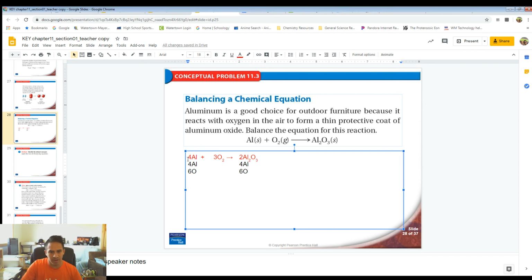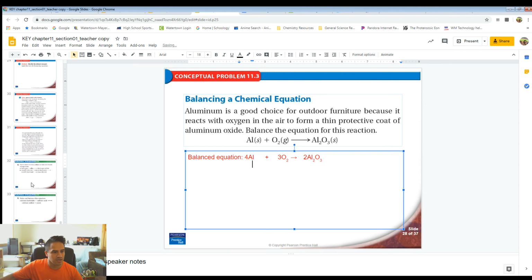Okay. So our balanced equation is going to be this one written here up above, which is 4 aluminums, 3 oxygens, and we make 2 of this product. Something like that. Okay. So this is what we're looking for right there. We'll delete that.